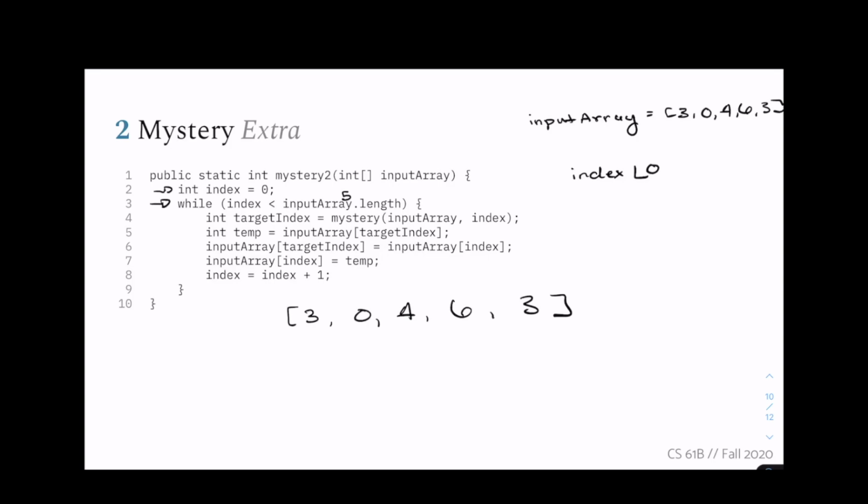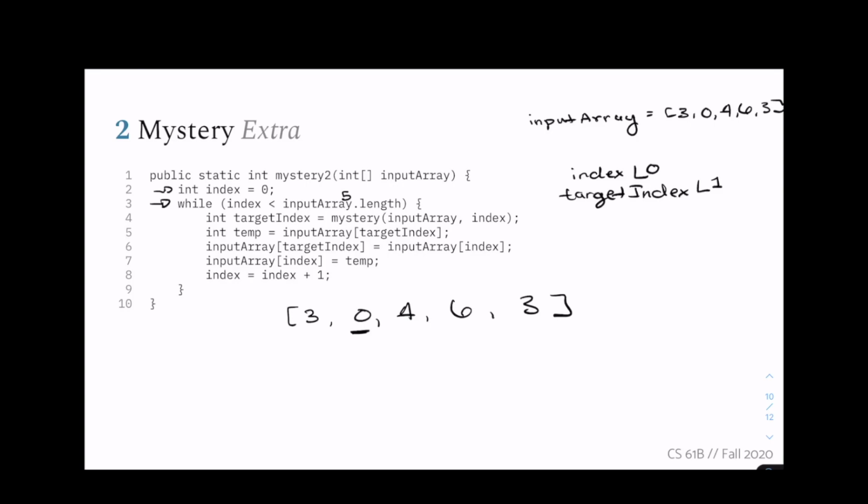And the first thing we do is we run mystery on input array comma index. In this case, index is 0. So essentially, we're running mystery on the entire array. And what does mystery do? It returns the index of the smallest number after this point in the array. So looking at our array, which index is it going to return? It's going to return the index of 0, which is 1, because it is the smallest. So I can write that down here.